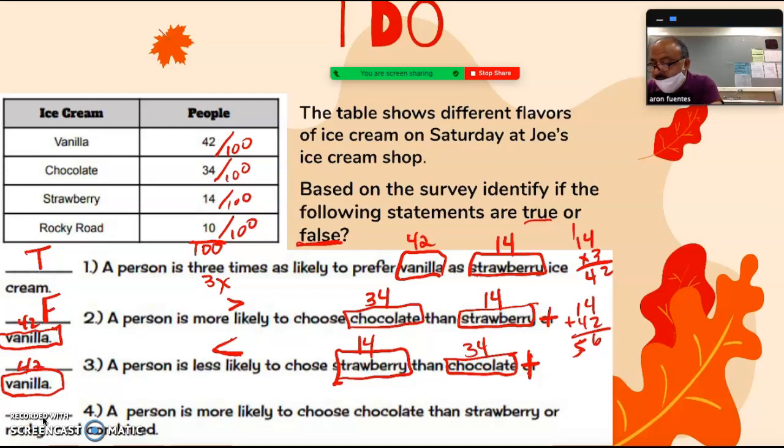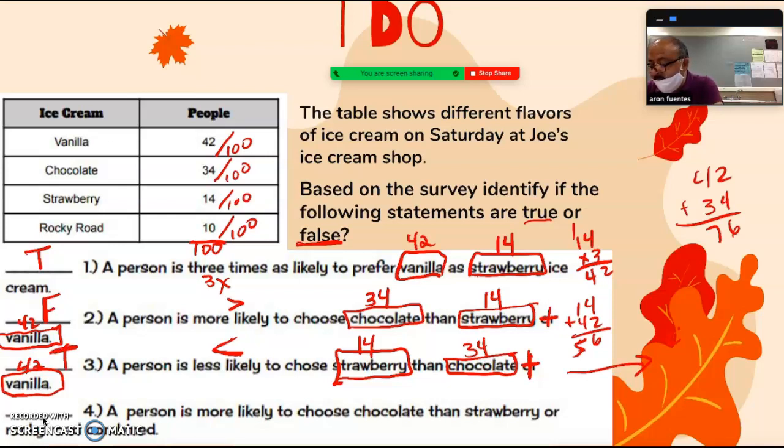So then I've got 42 plus 34, and I'm going to move that up here. 42 plus 34. That's 6. That's 76. So 76 is definitely greater than 14. So this one's a true statement.